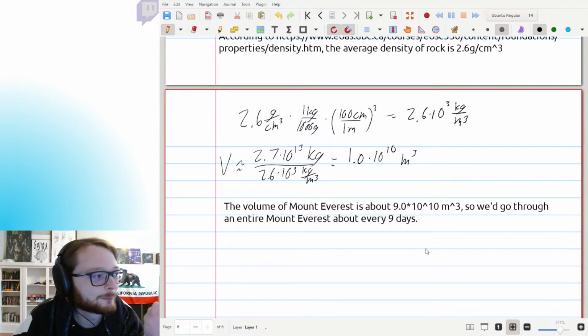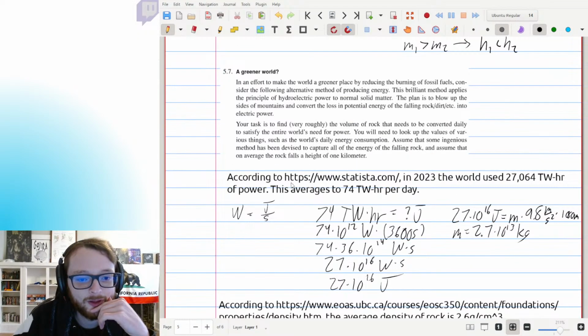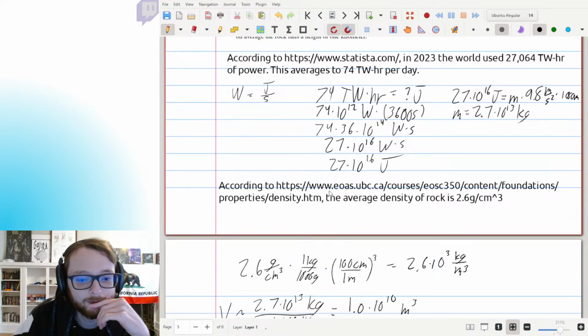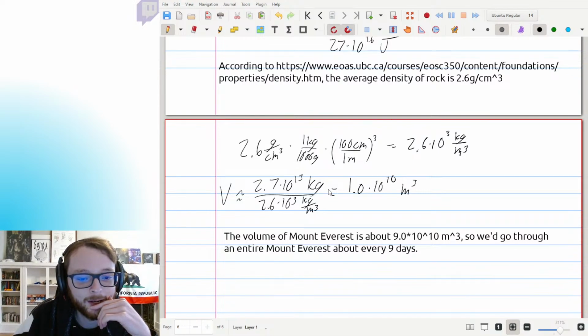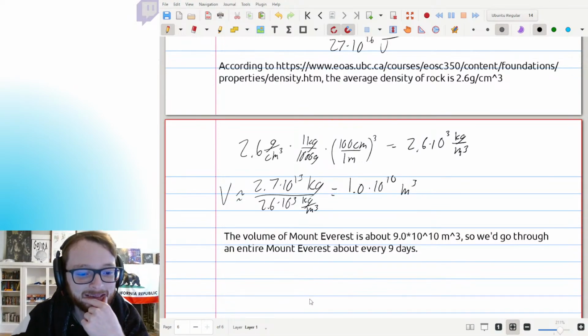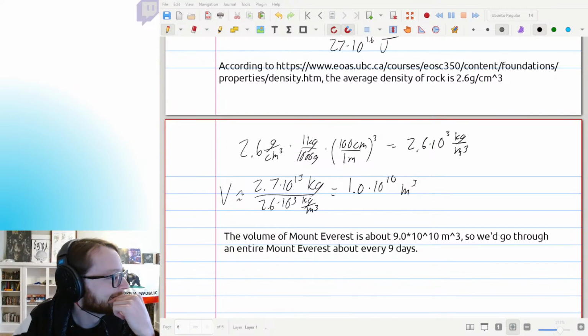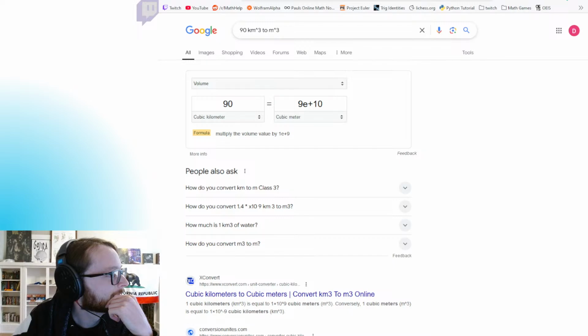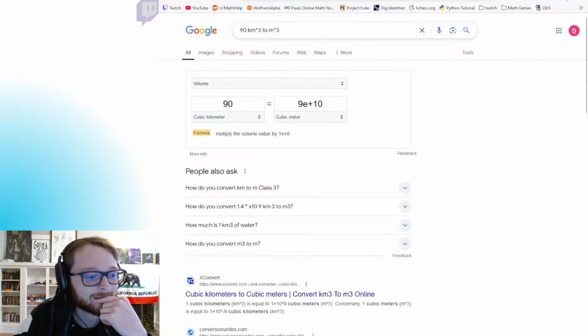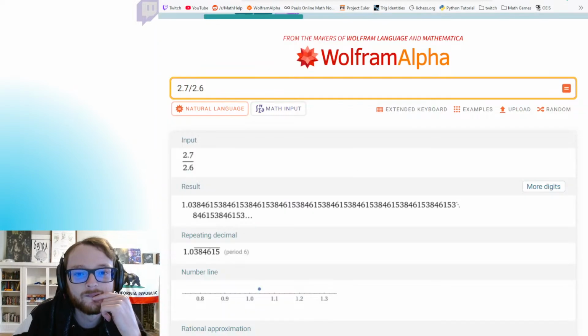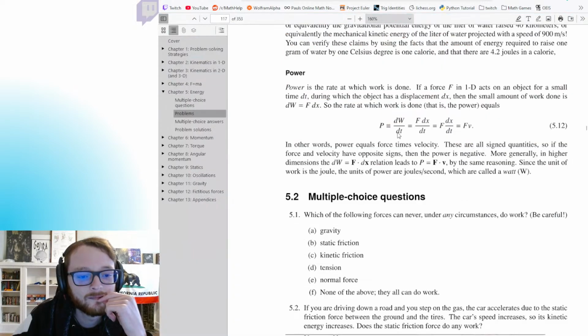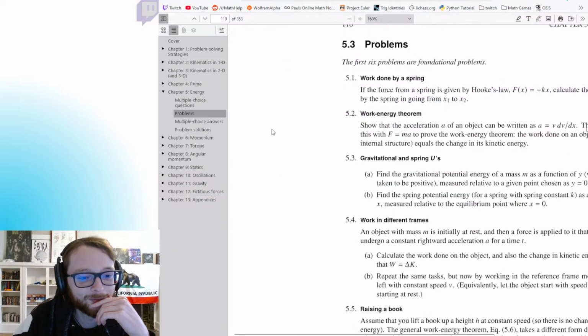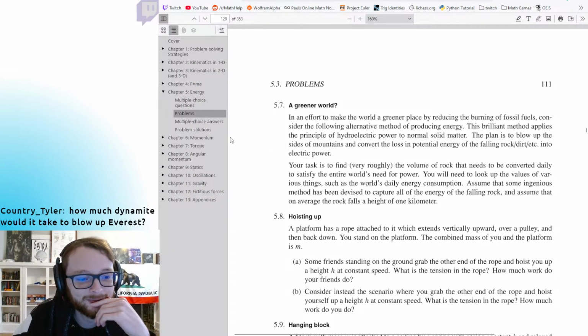So if we wanted to power the Earth by blowing up mountains and capturing the energy from the falling rocks, I feel like we'd pretty quickly run out of mountains. I don't know how many mountains are on Earth, but I feel like there's not enough. I guess let's see what the answer for this one is. Number 7.